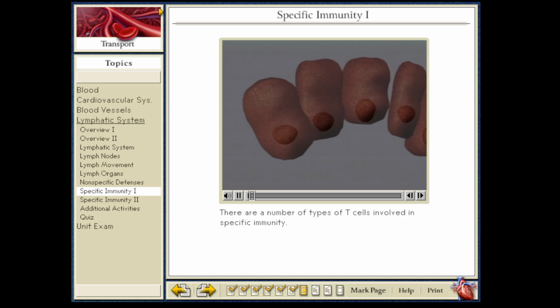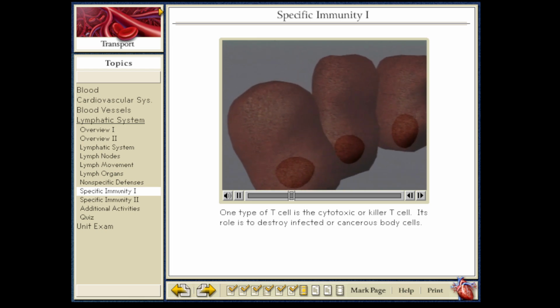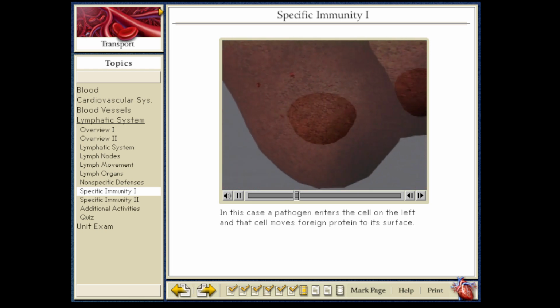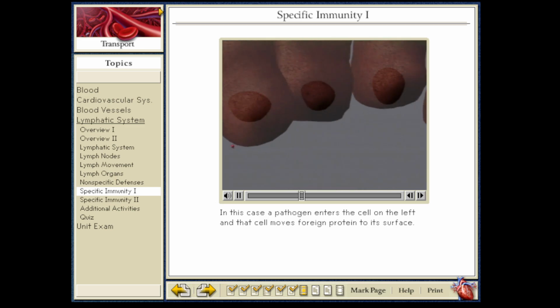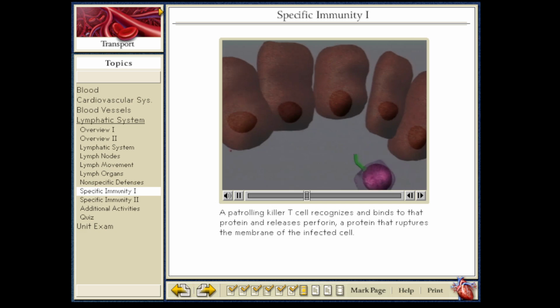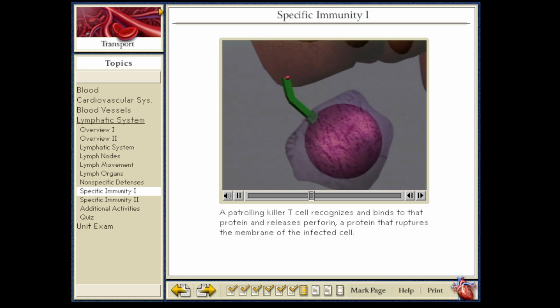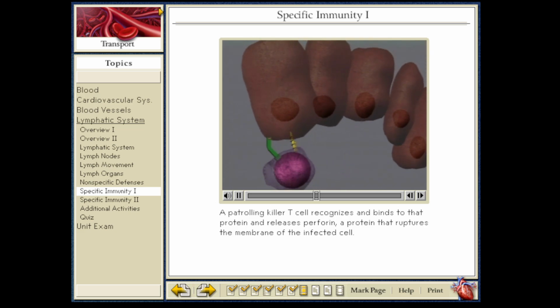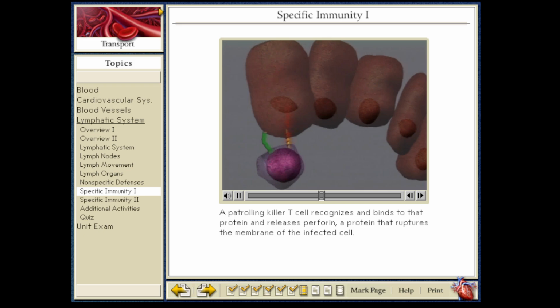There are a number of types of T cells involved in specific immunity. T cells recognize their specific foreign protein or antigen only when it is presented on the surface of a body cell. One type of T cell is the cytotoxic or killer T cell. Its role is to destroy infected or cancerous body cells. In this case, a pathogen enters the cell on the left, and that cell moves foreign protein to its surface. A patrolling killer T cell recognizes and binds to that protein and releases perforin, a protein that ruptures the membrane of the infected cell.